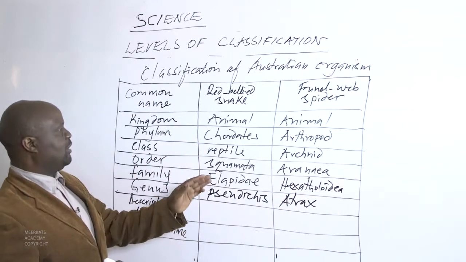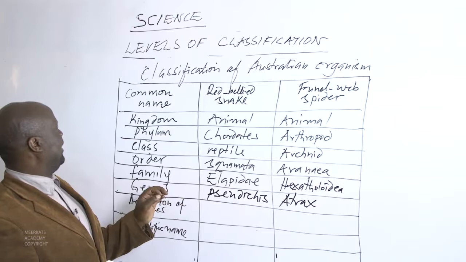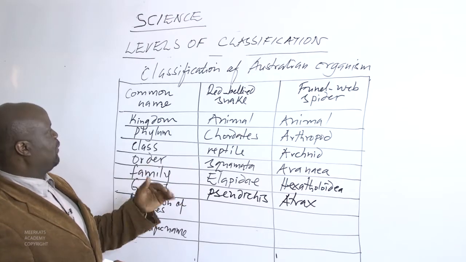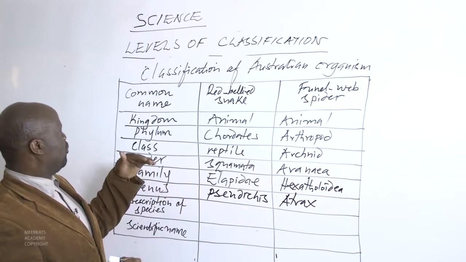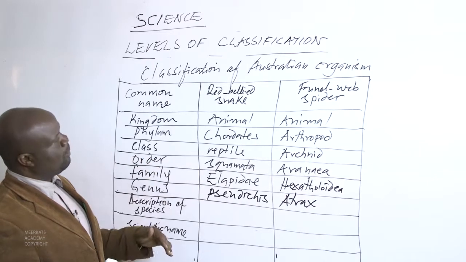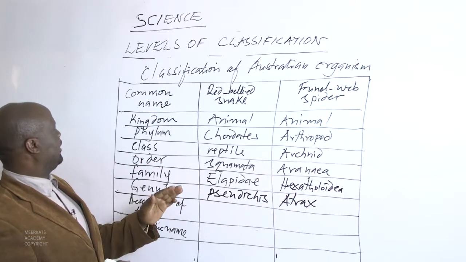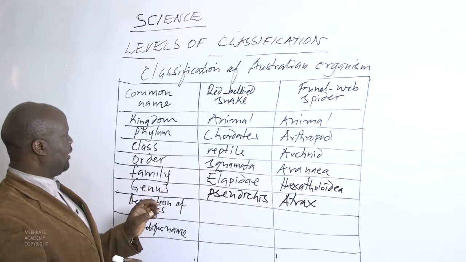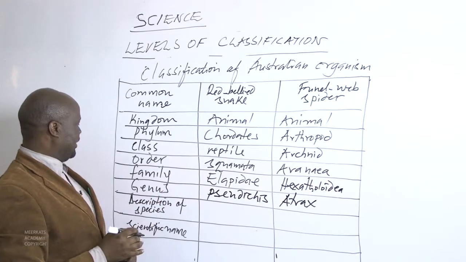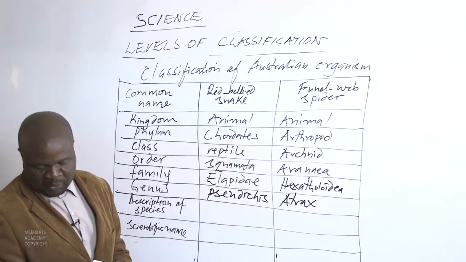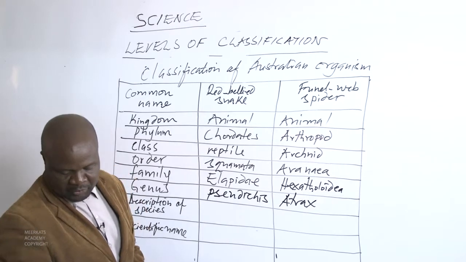Now, we have seen that they have different classes right from after the animal kingdom. When you start coming from the phylum below, they belong to a very different class. The orders are different, the families are different, the genera are different. What about the description?